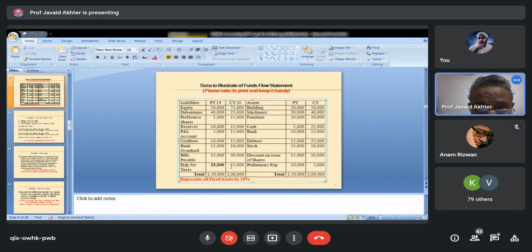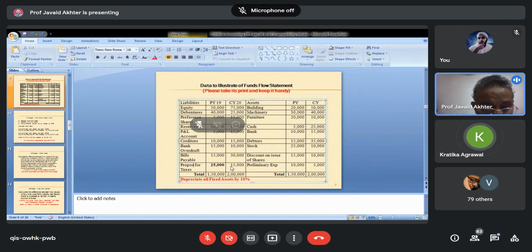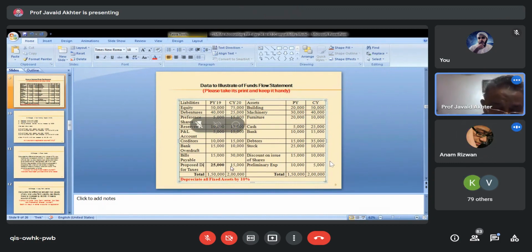Same thing will be applicable to proposed dividend. Same thing will be applicable in this case also. Suppose you proposed 25,000 rupees worth of dividend. So what would have been done? 10, 20, 30 days after the AGM took place, this dividend would have been paid to shareholders. Once paid, it becomes an application.